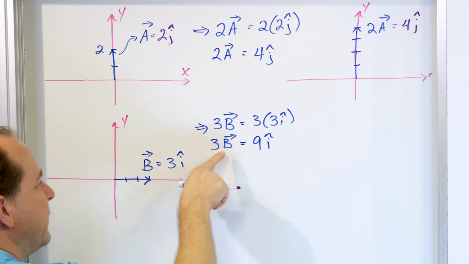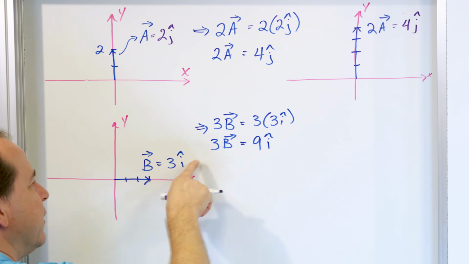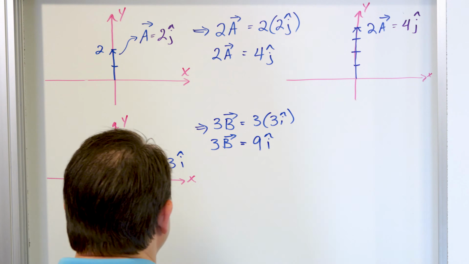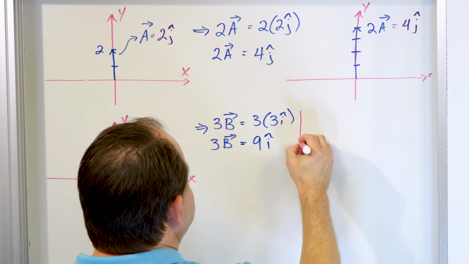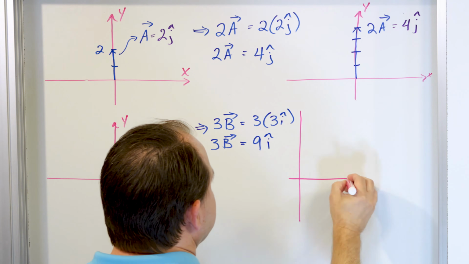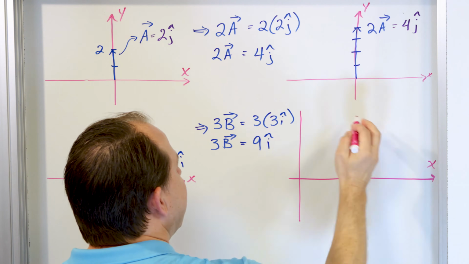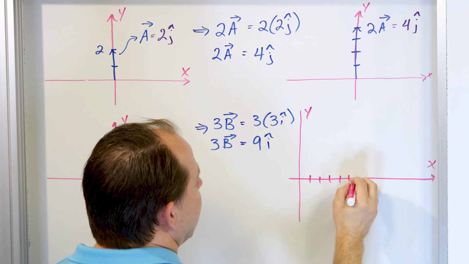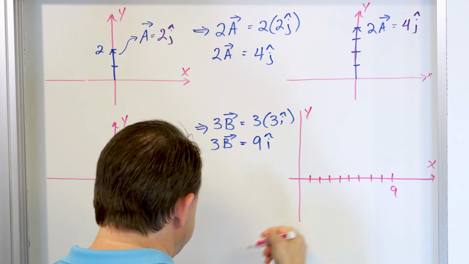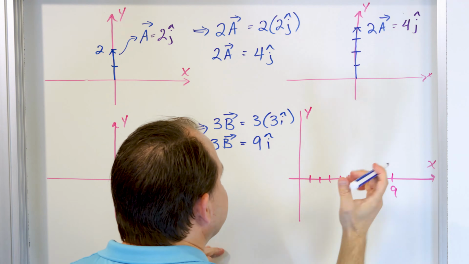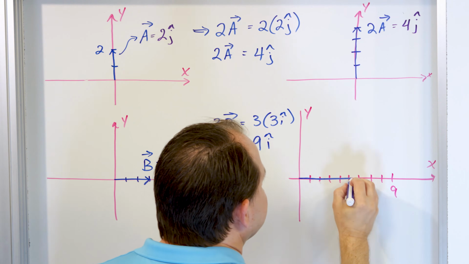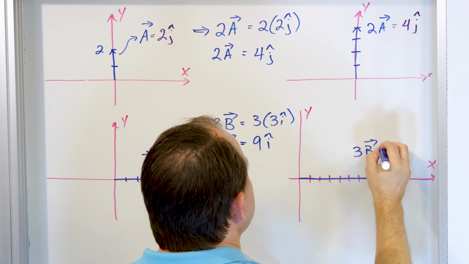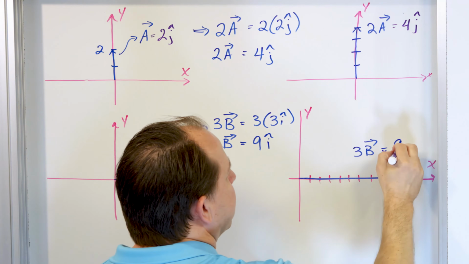You can see it's going to be 3 times the length of the original vector pointed in the same exact direction. So I will try to draw that, but I'm going to have to stretch my x-axis out to do it. So I'm going to do it something like this. So this is still x, and this is still y. And then I have 1, 2, 3, 4, 5, 6, 7, 8, 9. Here's 9 right there. And then this vector would be pointed something like this in the x direction, and I would call it 3 times the b vector, which is 9i.